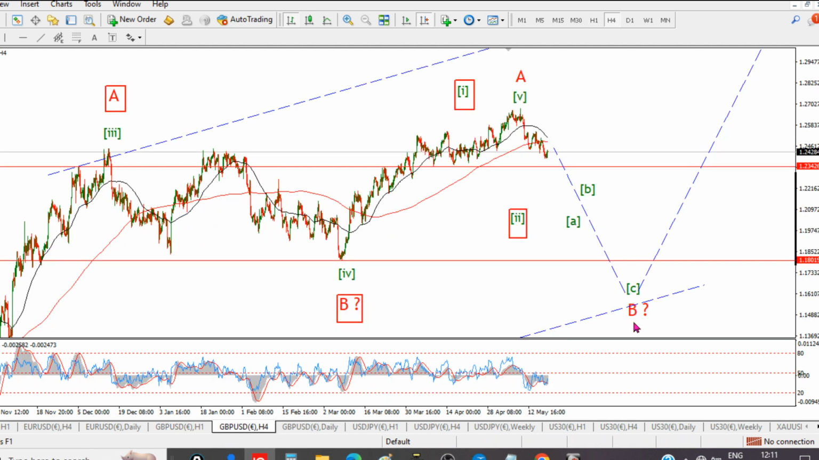Cable's turning lower. The action is more fitting as an impulsive pattern lower in wave A. That'll be wave A in green. Go to the 4-hour count again. So that'll be wave A here in green. This wave A can also come down in 3 waves.